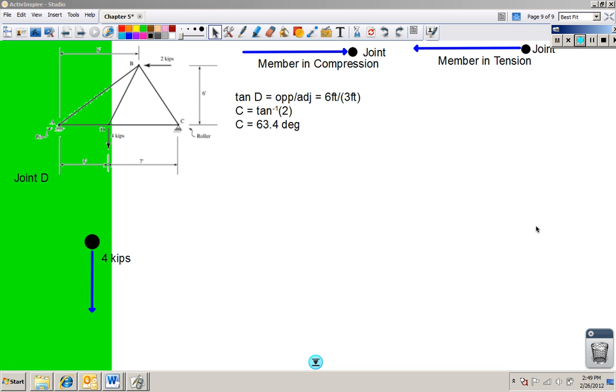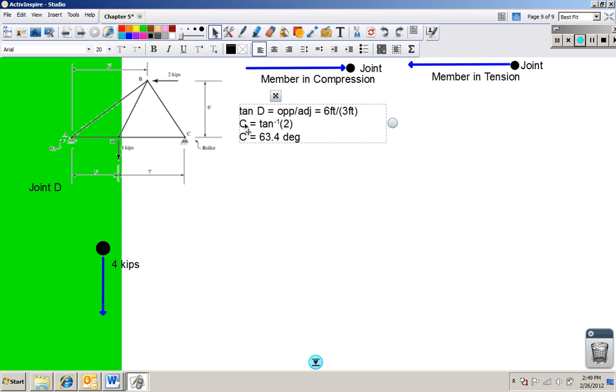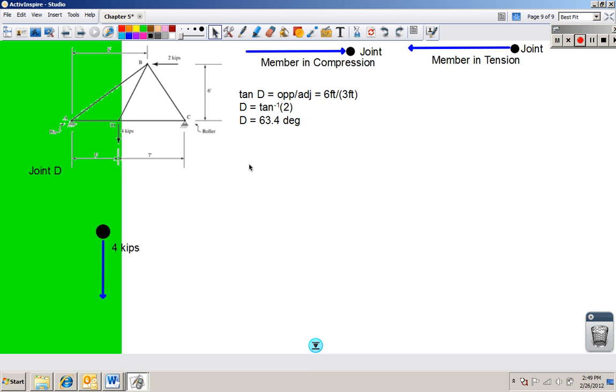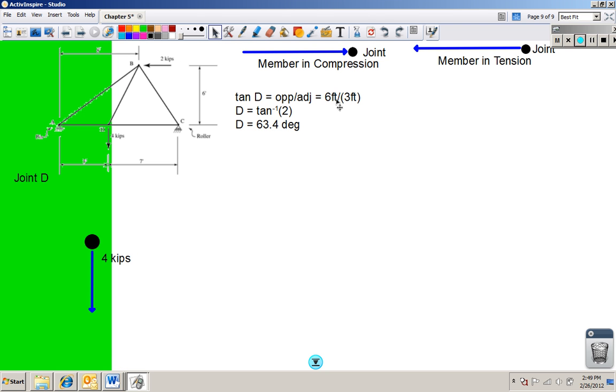Okay, so here we are looking at joint D. I've already drawn in my 4 kip force acting downward. I went ahead and found the angle. Let me tell you how I got that: the opposite over the adjacent. If this is the angle D right here, then I'm going to use this to be my imaginary right triangle.